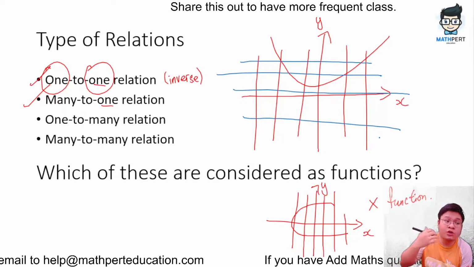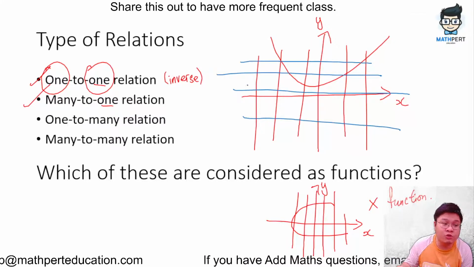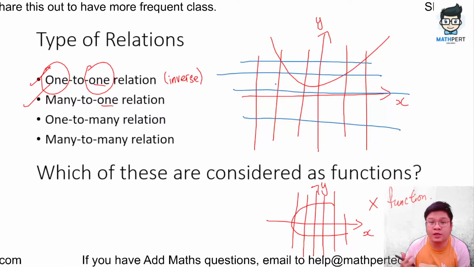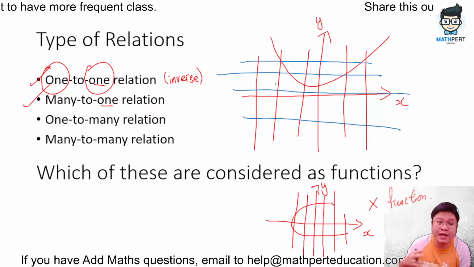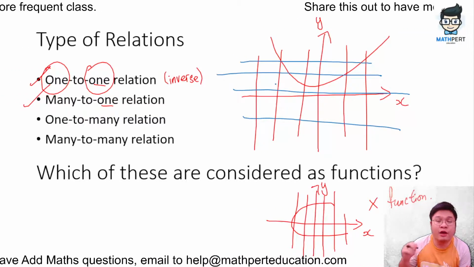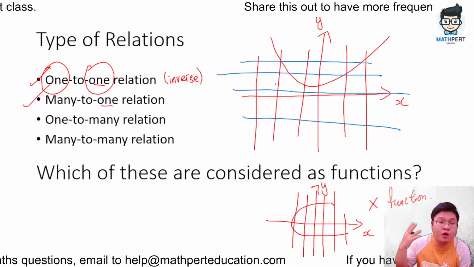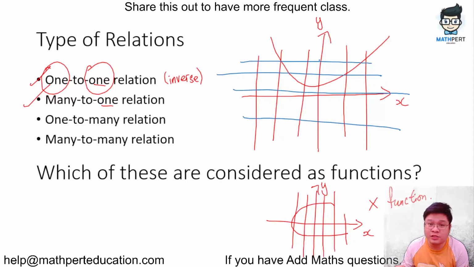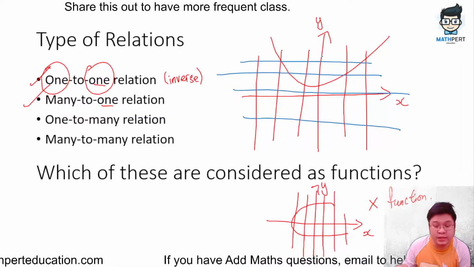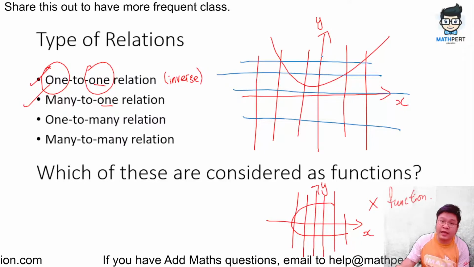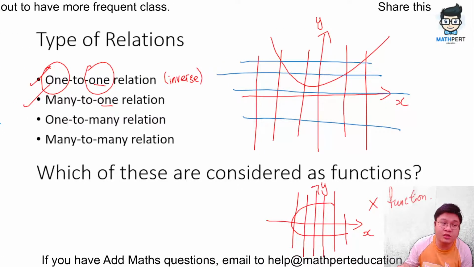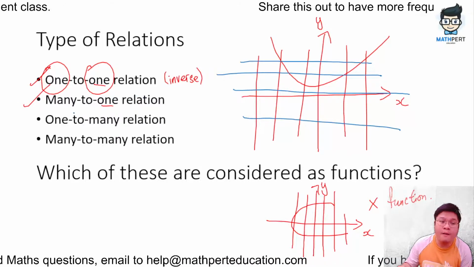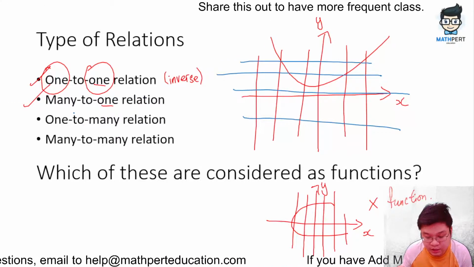Alright, so in order to determine whether the function is a one-to-one relation, you need to use both vertical and horizontal line tests. Okay, if they pass both of the tests, then you have an inverse. Whereas for whether the equation is a function, we use only the vertical test. If it passes the vertical test, then it is a function, because when it passes the vertical test, it is either a one-to-one relation or a many-to-one relation.